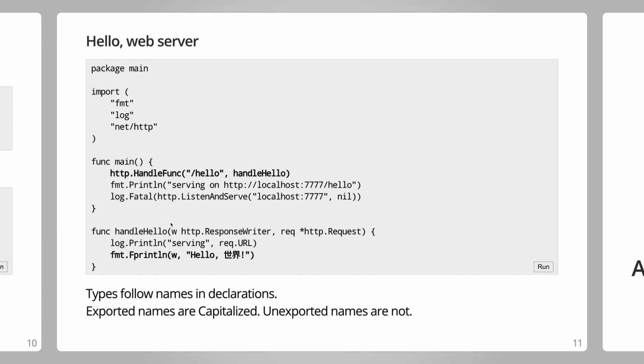Okay, so there's a few things to note beyond just the basic function of this program, and that is that the names of the types follow the declaration. So here you see, for instance, w is followed by the type, and here request, which is sort of the argument to the function, is followed by the type of that variable.